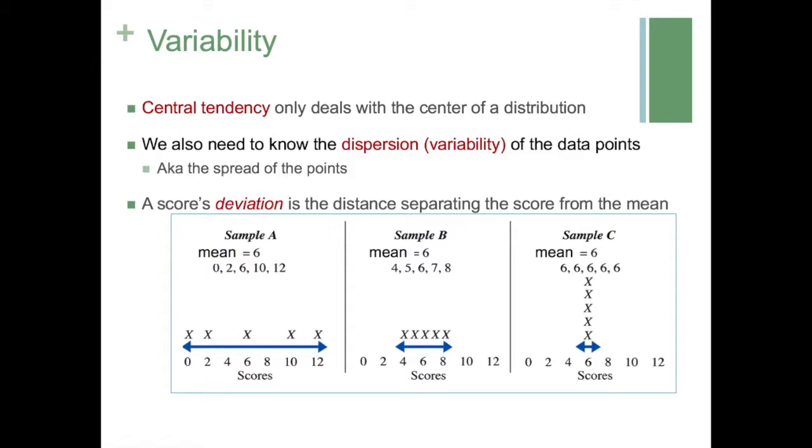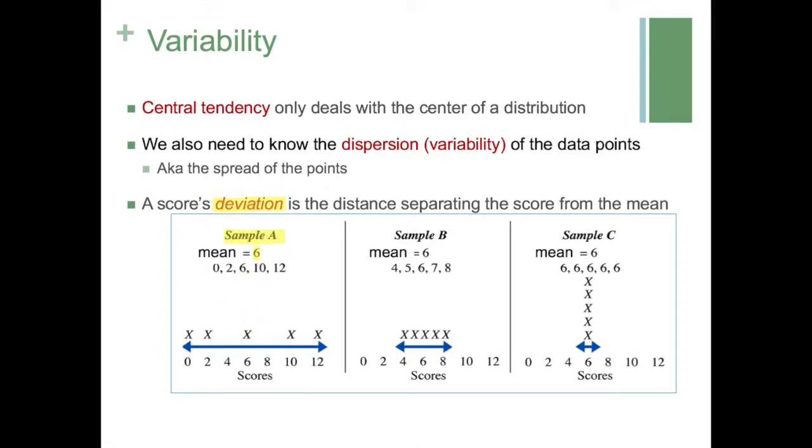And then when we talk about an individual score and how far away it is from the mean, we're talking about a deviation. So a deviation, as you can see here, is the distance separating a given score from the mean. So a deviation is the distance separating a score from the mean, and we can look in our samples here.